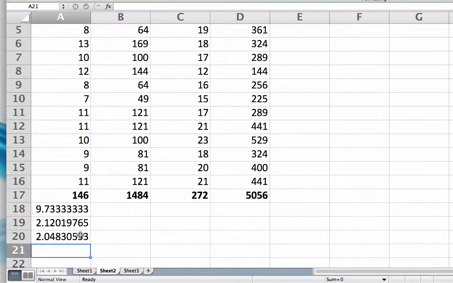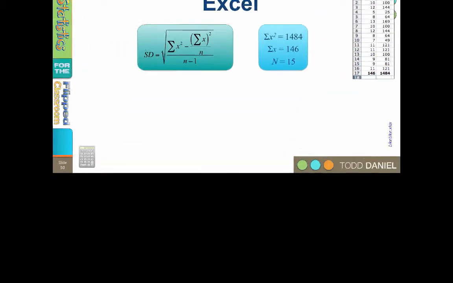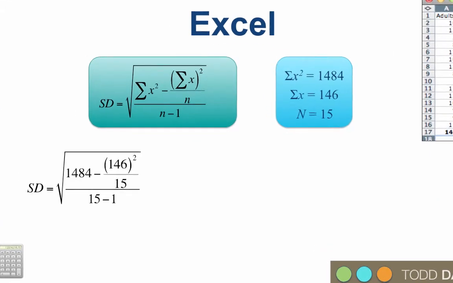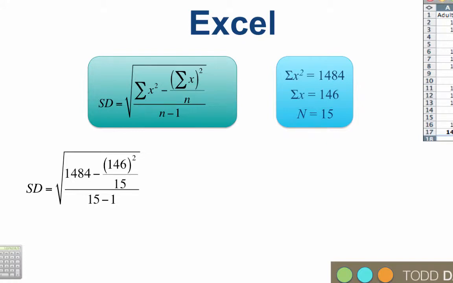So now we are ready to plug in the values for each x and x squared column into the standard deviation computational formula to calculate the standard deviations for adults and teens. To calculate the standard deviation for adults, we see the data on the right and the formula in the green box. I've also included the summary data in a blue box. We begin by plugging in the summary data into the standard deviation formula. 1484 plugs in for the sum of x squared. 146 plugs in for the sum of x. And n is 15 in both places that it appears in the formula.